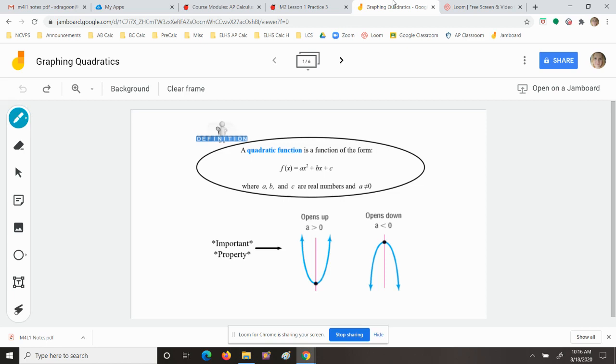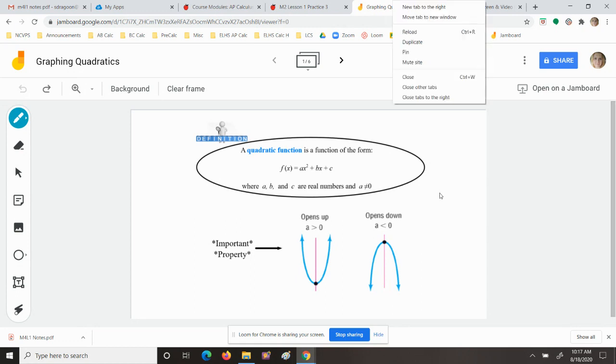About quadratic functions again, but we're going to talk about them as far as graphing quadratics. Again, just a quick little overview. A quadratic function is a function in the form ax squared plus bx plus c. We've seen that before. A, b, and c are real numbers, and a cannot be 0 because then it wouldn't be an x squared term.